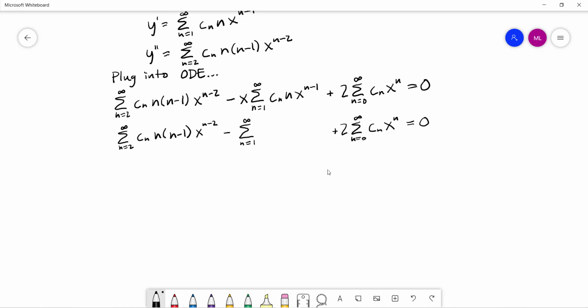But this one, if I move that x inside, I really have Cn n x to the nth power. By moving this x inside the sum, all it's doing is raising the powers of x by 1. So instead of n minus 1, it's just going to be n, but otherwise it's identical. So I've rewritten this term, moved the x inside, and this is what it looks like. The power of x is just higher by 1.